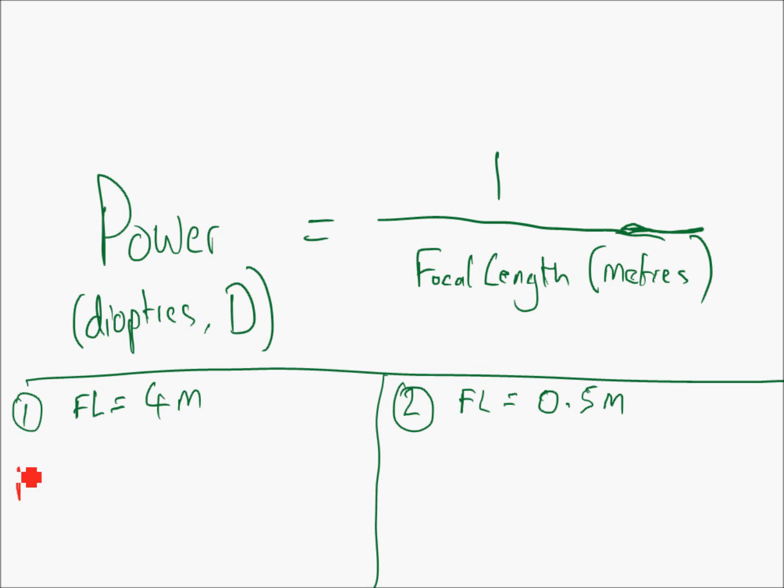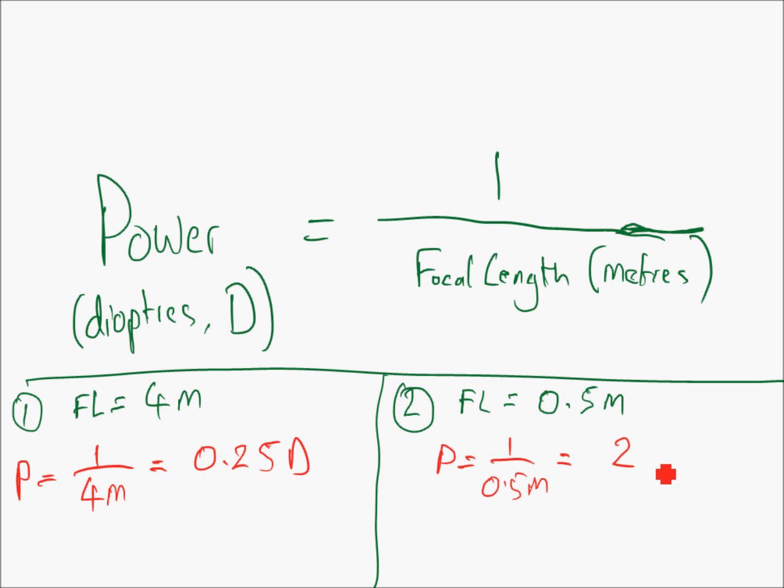Okay, so the power is equal to 1 over 4 meters. So the power is 0.25 dioptres. And question 2, the power is equal to 1 over 0.5 meters. And then that is the same as 2 dioptres. Alright, so fairly straightforward, but we do need to make sure that we're doing it in meters and dioptres.